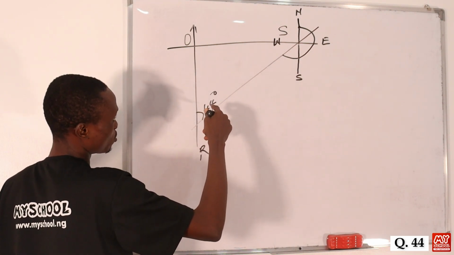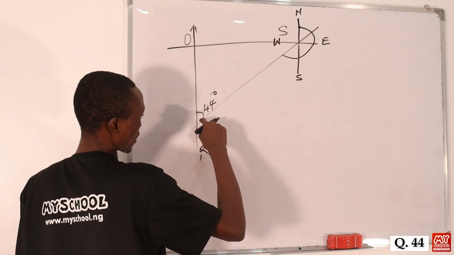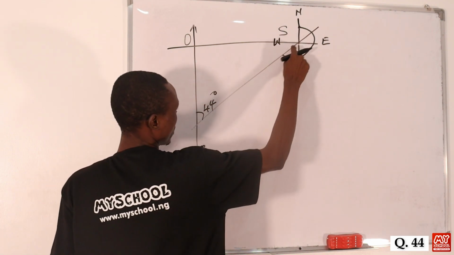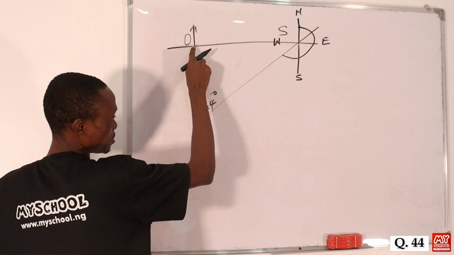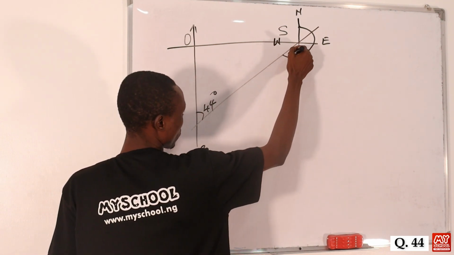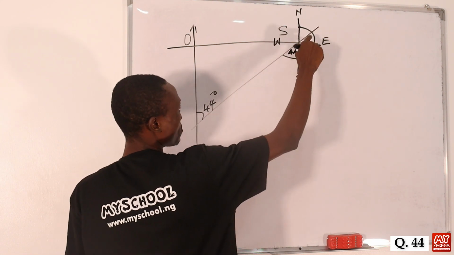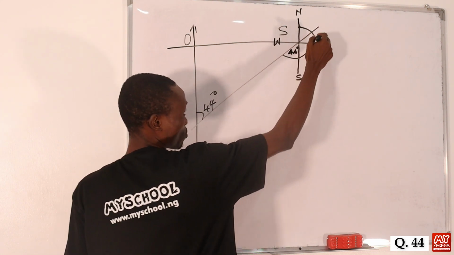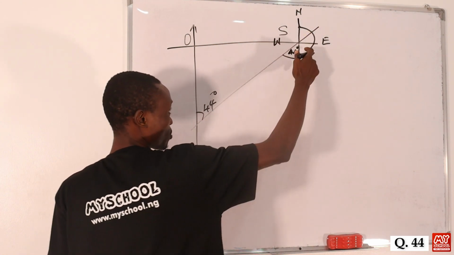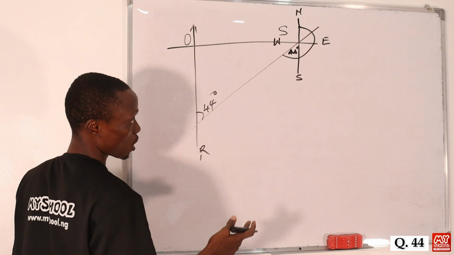If you do this, you'll be having like a Z. If you do this from here, move like this, then you go up, you'll be having a Z. So the angle here is equal to the angle here. So here is also equal to 44 degrees. Remember that from here to here is equal to 90 degrees, and from here to here is another 90 degrees. If we add them together, that will be equal to 180 degrees.